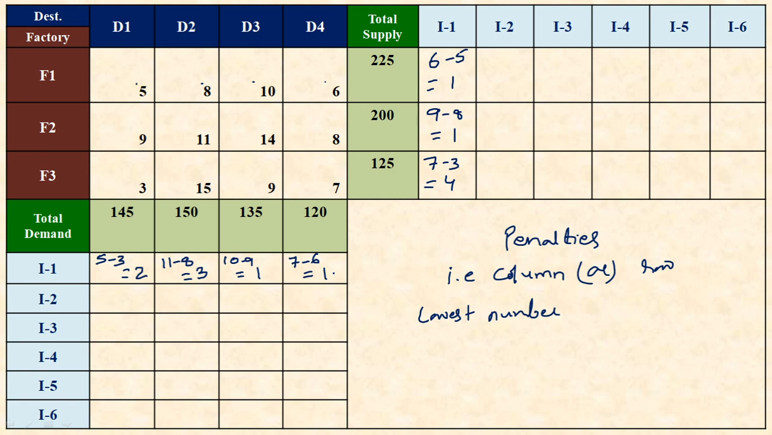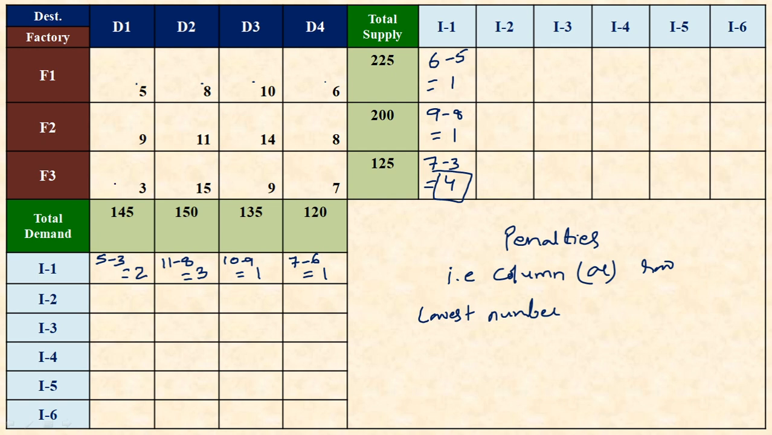So now we have calculated all the penalties. How many are there? 7 penalties: 1, 1, 4, 2, 3, 1, 1. Out of these penalties, we have to identify the highest penalty. Out of these 7 penalties, 4 is the highest penalty and it is situated at F3. So now we can select this F3 row.